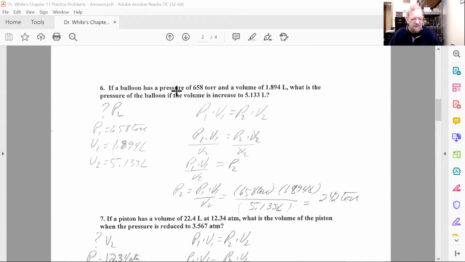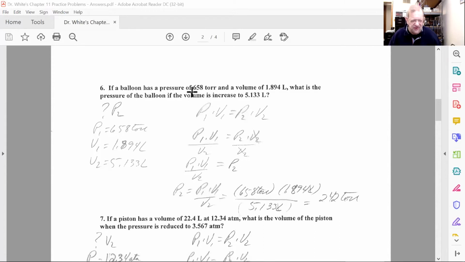If a balloon has a pressure of 658 torr, that's a pressure, and a volume of 1.894 liters, what is the pressure of the balloon if the volume is increased to 5.133 liters? Now, if you notice here, we're talking about a gas, because we're talking about pressure and volume. And it's the gas problems. But anyways, the only thing we're dealing with is pressure and volume.